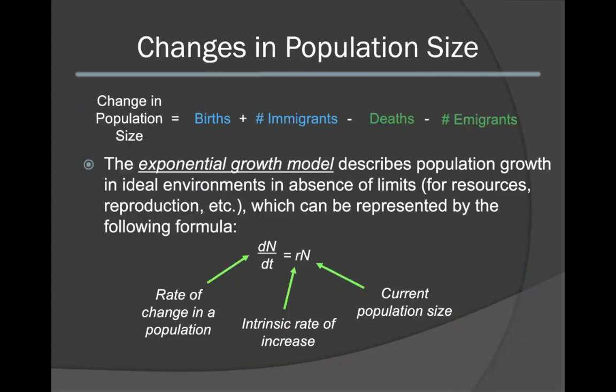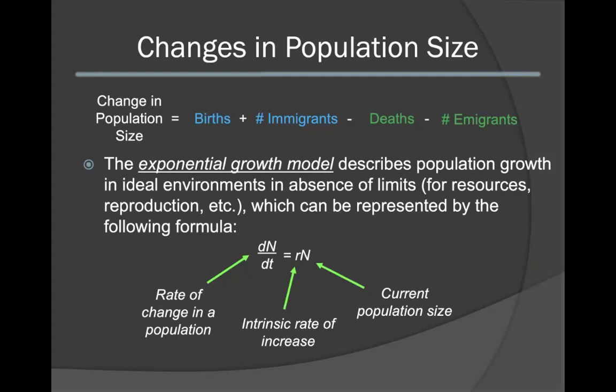Overall, a change in population size is reflective of the number of births, the number of new individuals or immigrants being added to the population, minus the number of deaths as well as the number of emigrants or individuals leaving the population. We're now going to take a look at different growth models that will estimate or explain the growth in population or changes in population size. We'll first begin with the exponential growth model.